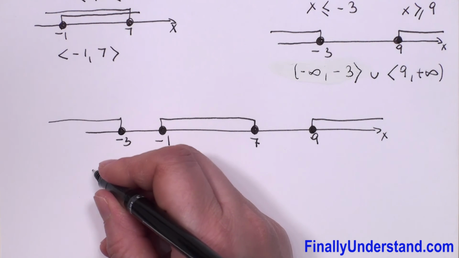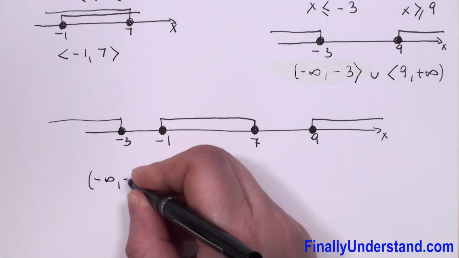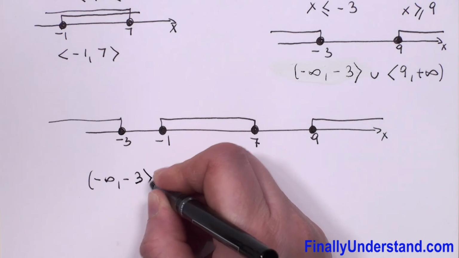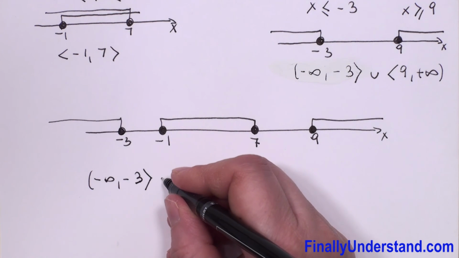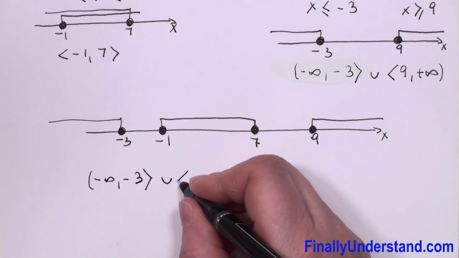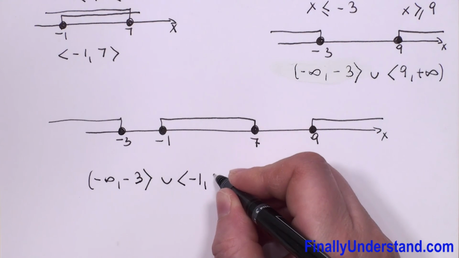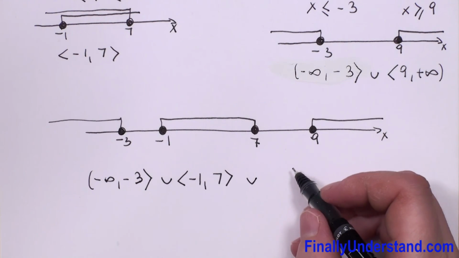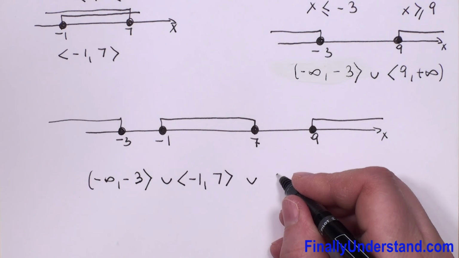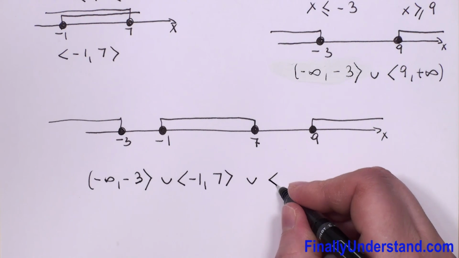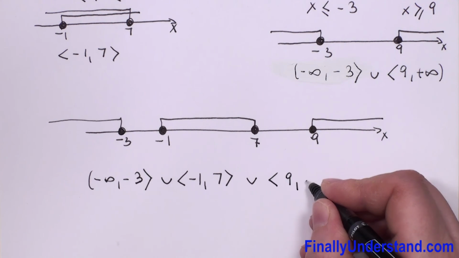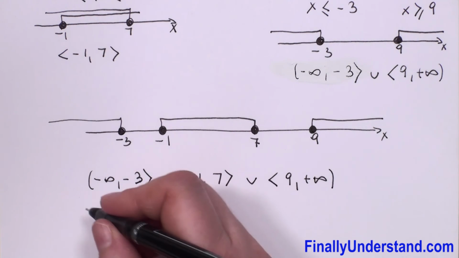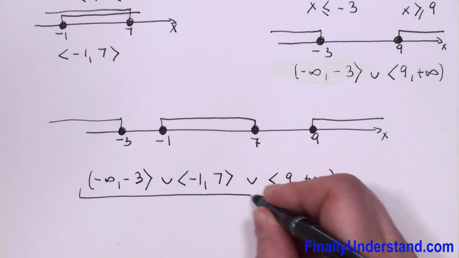It will be the interval from negative infinity to negative 3, closed on negative 3. The second interval is from negative 1 to 7, closed on both sides. And the third interval is closed on the left side of 9 to positive infinity. And this is our solution.